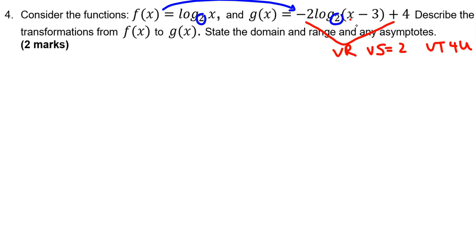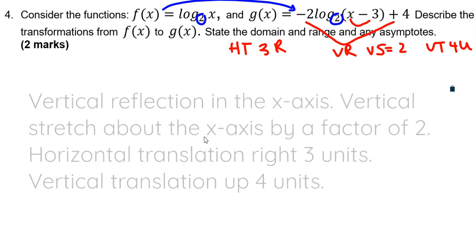On the inside here, nothing in front of x, but -3, that's horizontal. And remember that horizontal always lies to us, so it is 3 units, but it's not left, it is right. So let's describe this transformation using proper terminology now.